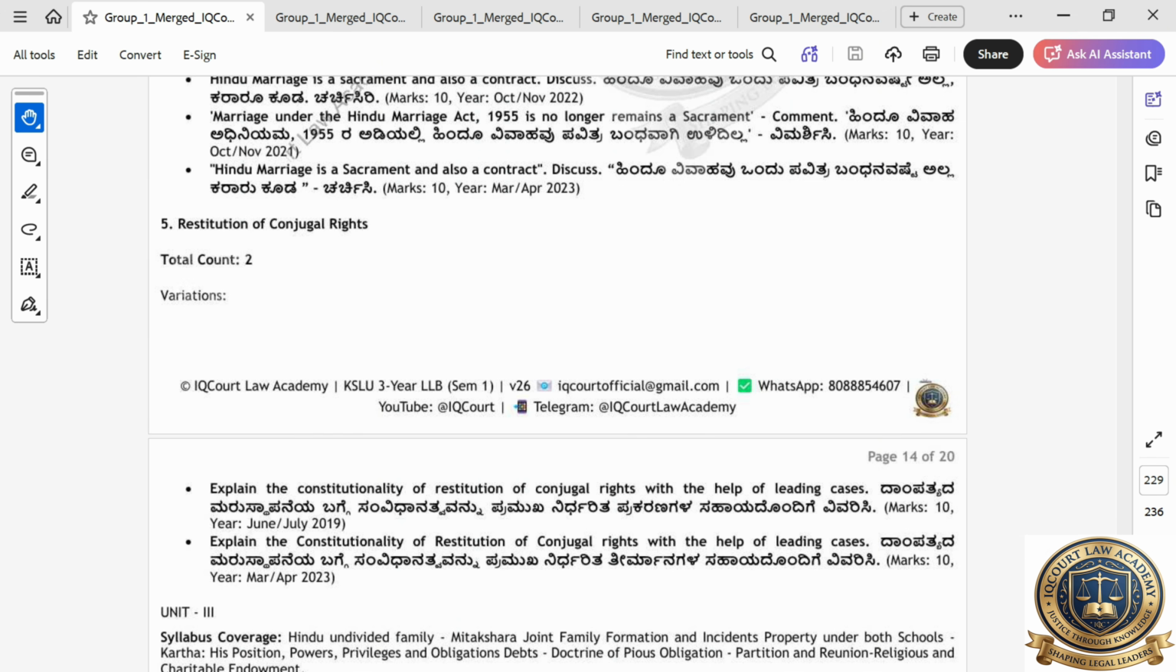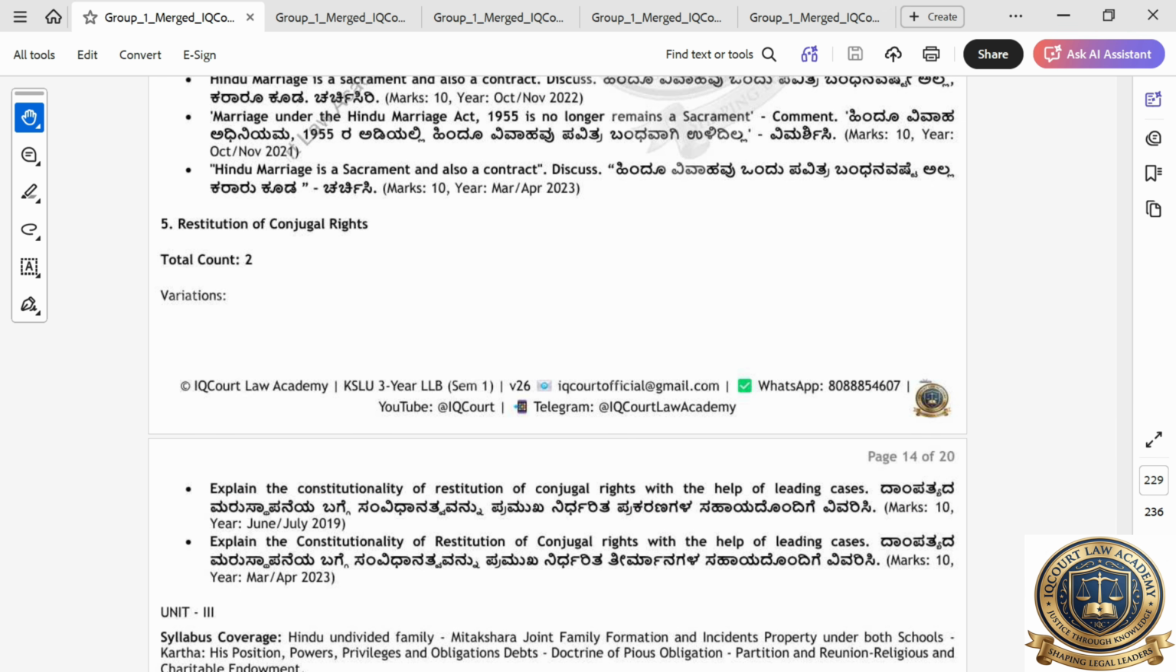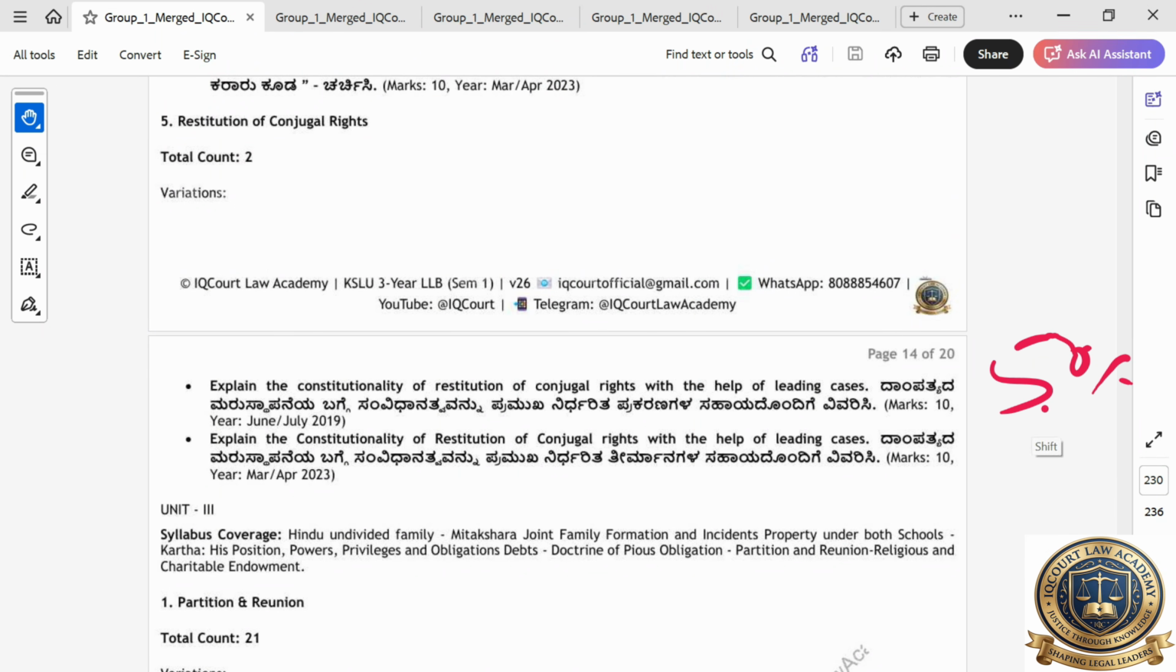So be ready. The restitution of conjugal rights. We are talking about conjugal. This is also a very important question. This is 50% probability is there. Explain the constitutionality of restitution of conjugal rights with the help of decided cases. Very important question. So 50% probability is there. They will ask this question.